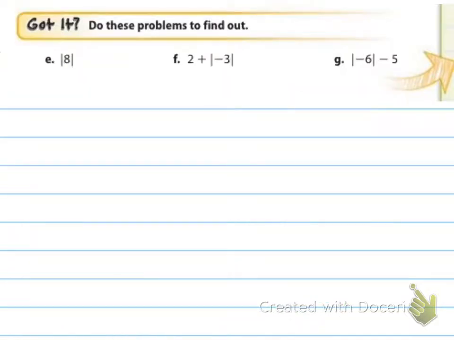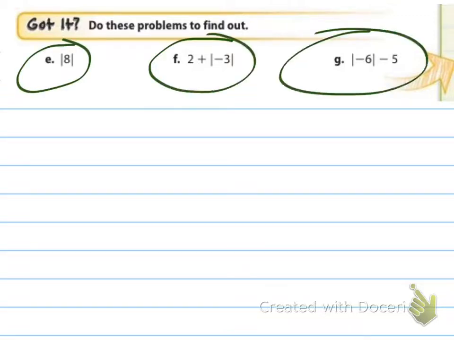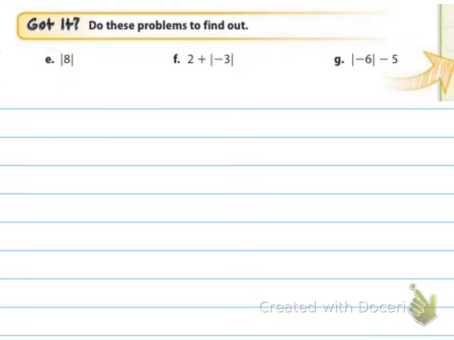All right, so now you're just simply going to do the absolute value of 8. Then you're going to do 2 plus the absolute value of -3, and then you're going to do g, which is the absolute value of -6 minus 5. Go ahead and solve those for me. You need to write them all out because otherwise, how are you going to see an example? You're going to write them all out and then solve them as well. So pause the video now so you can write those and solve.